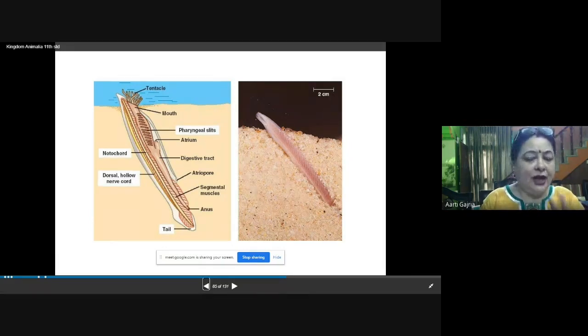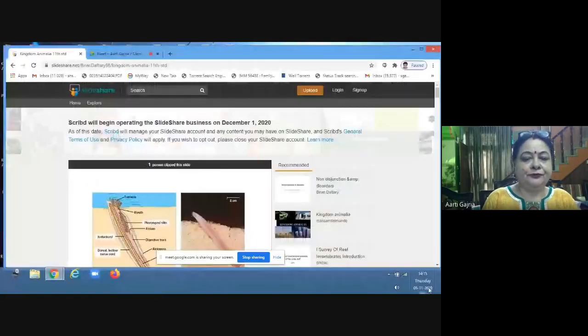Subphylums of chordata, Cephalochordata and Urochordata, they both are the subphylums where the vertebral column is not present. Only the notochord is present, and that's why they are called invertebrates.